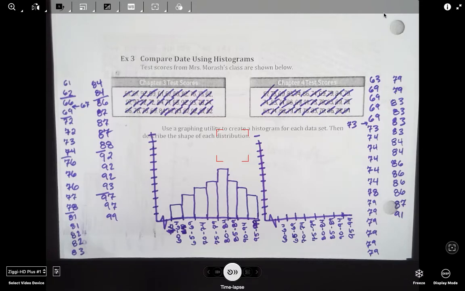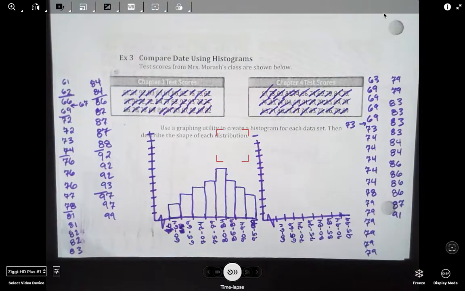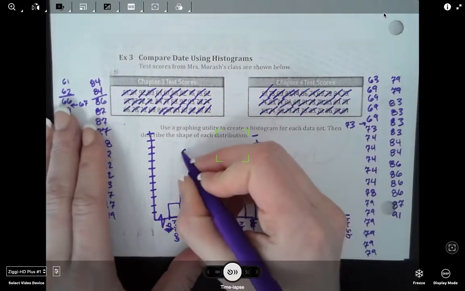I would say symmetric, yeah, even though he's missing one more little bar over here on the side, or maybe even two. Yeah, one more little bar. I would say that this is symmetric.